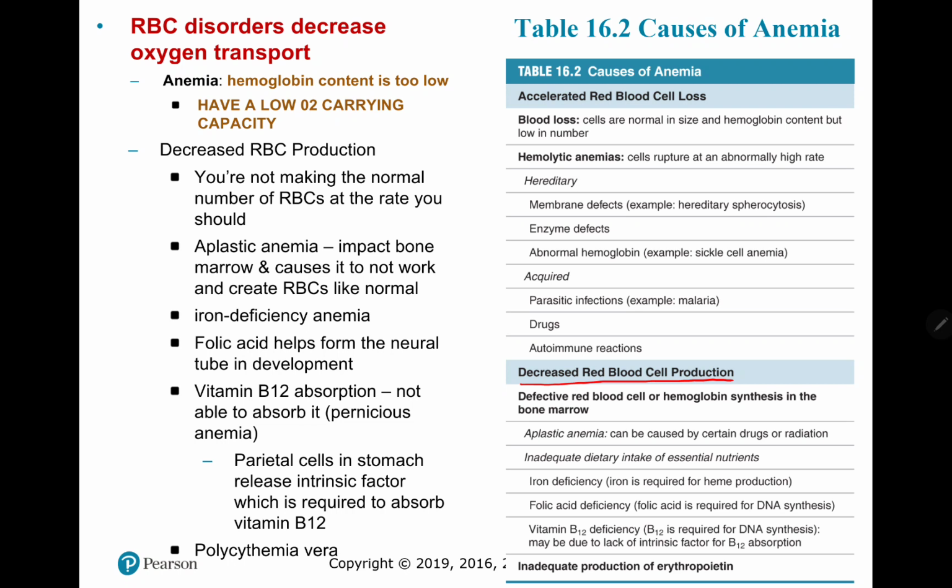So iron deficiency anemia: if you're not taking in enough iron, because we know iron is important for hemoglobin synthesis, and hemoglobin synthesis is important for red blood cells.